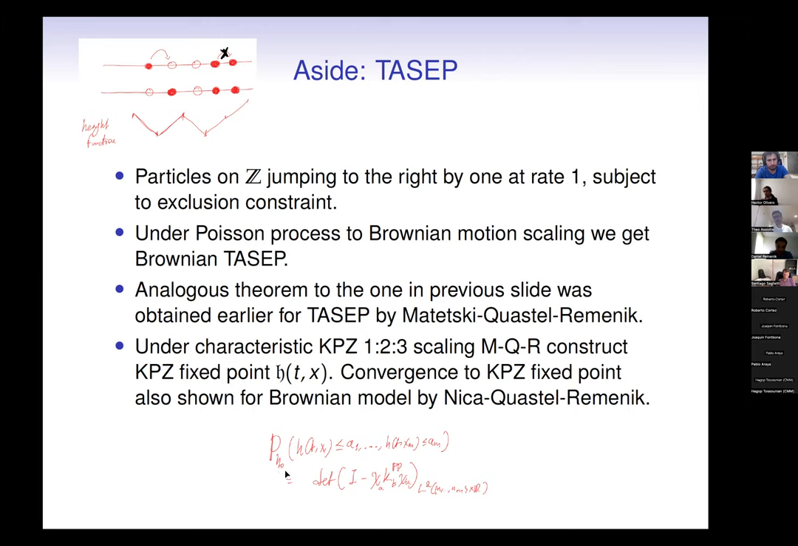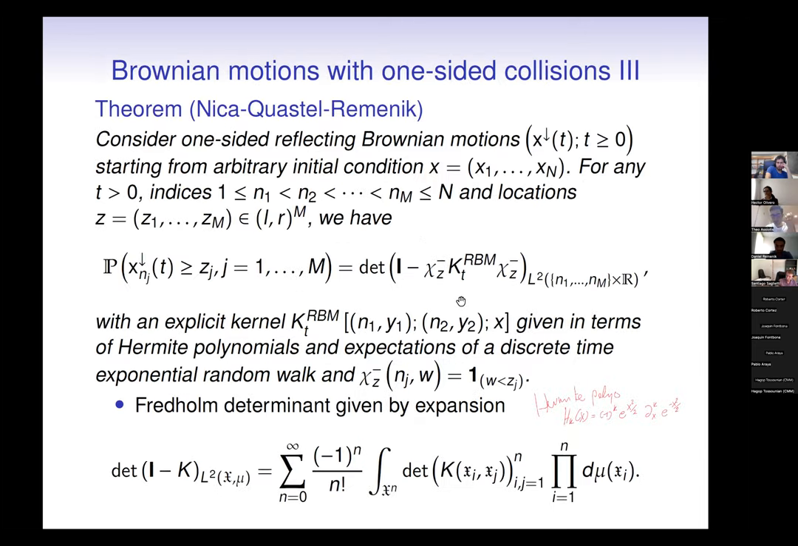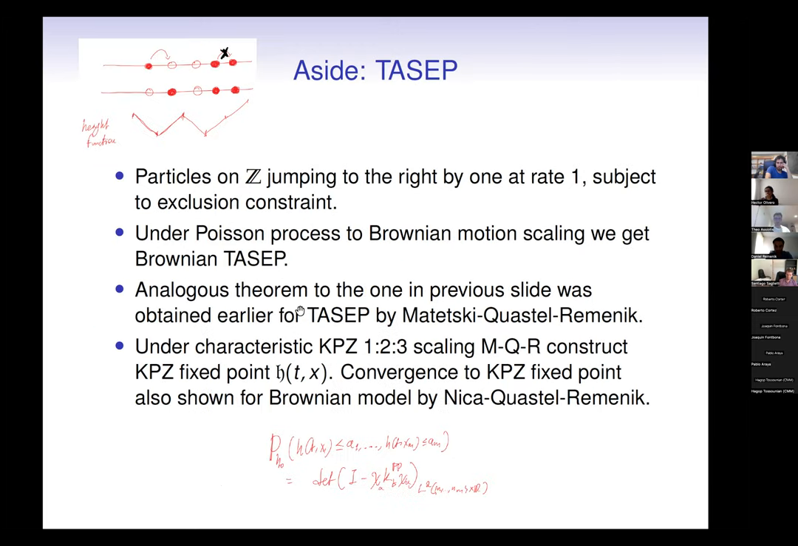So you start from some initial function, and then the question is what's the distribution of this random function at time t, and you can write things explicitly again in terms of Fredholm determinants and some kernel, which I'm not going to give you here. But this type of formula is what characterizes the KPZ fixed point. And I should say it was also shown in this paper here that if you rescale these one-sided reflecting Brownian motions, you also get to the KPZ fixed point.